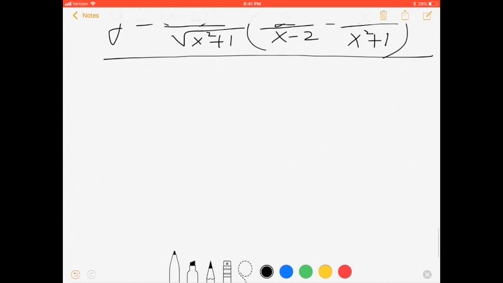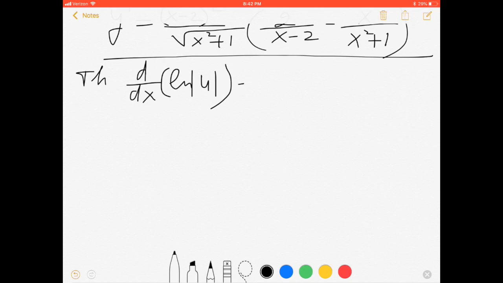But before we start working, we have some theorem. What happens if you have an absolute value inside the logarithm? How can you find the derivative? The theorem says the derivative of the function natural logarithm of absolute value of u is u prime over u. This means the absolute value is not important for finding the derivative.